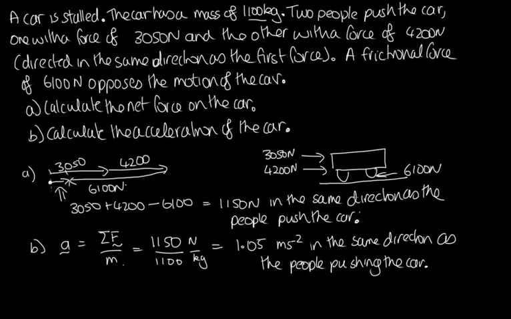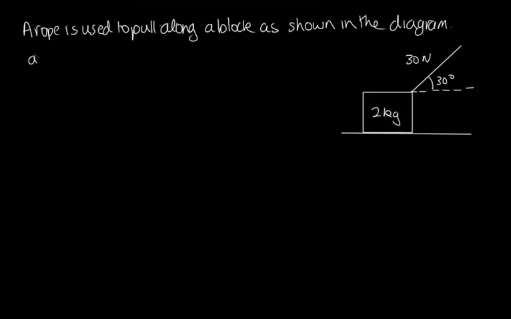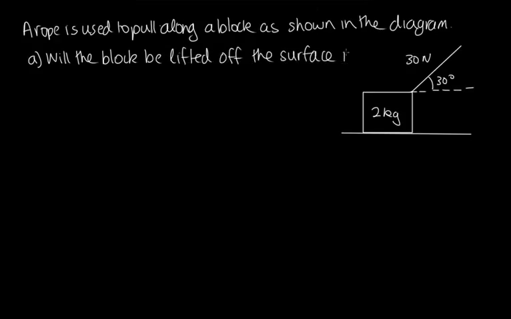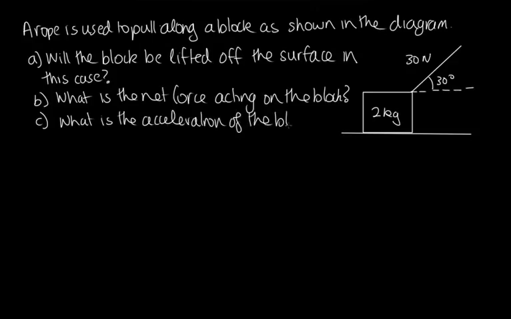In this example, we'll also be introducing the normal reaction force. A rope is used to pull along a block as shown in the diagram. So here's the diagram. We're applying a force of 30 newtons at an angle of 30 degrees to the horizontal, and the block has a mass of 2 kilograms. Part A, will the block be lifted off the surface in this case? Part B, what is the net force acting on the block? And Part C, what is the acceleration of the block?